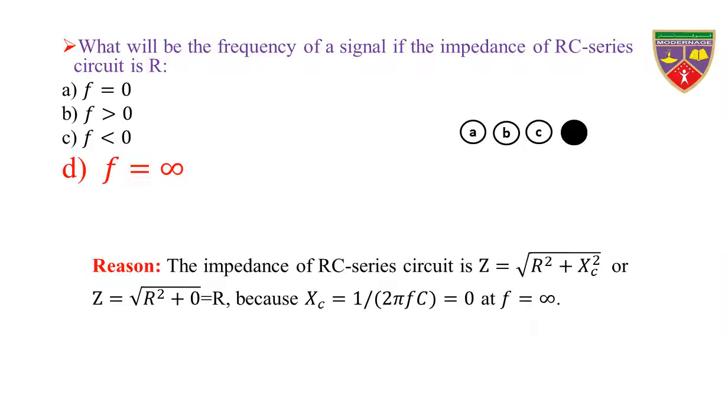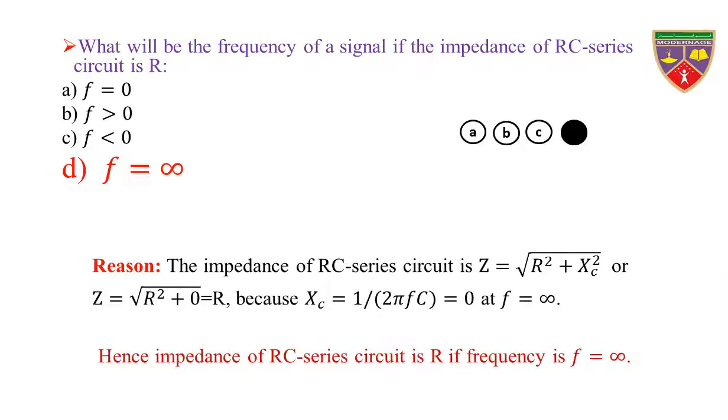Reason. The impedance of RC series circuit is Z equal to square root of R square plus XC square, or Z is equal to square root R square plus 0, which is equal to R, because XC is equal to 1 by 2 pi FC, which is equal to 0 at F equal to infinity. Hence, the impedance of RC series circuit is R if the frequency is infinity.